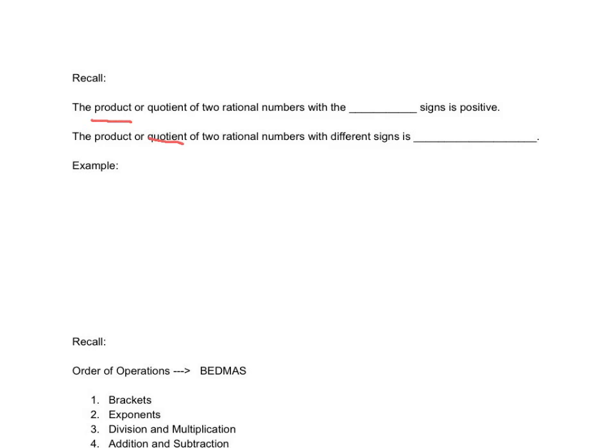The product or quotient of two rational numbers with the same signs is positive. And the flip side of that is the product or quotient of two rational numbers with different signs is negative. You might remember it that if it's opposites, it's going to be negative, same is going to be positive. However you choose to remember it, just make sure that you do, because that can obviously have a really big influence on what the overall answer is.